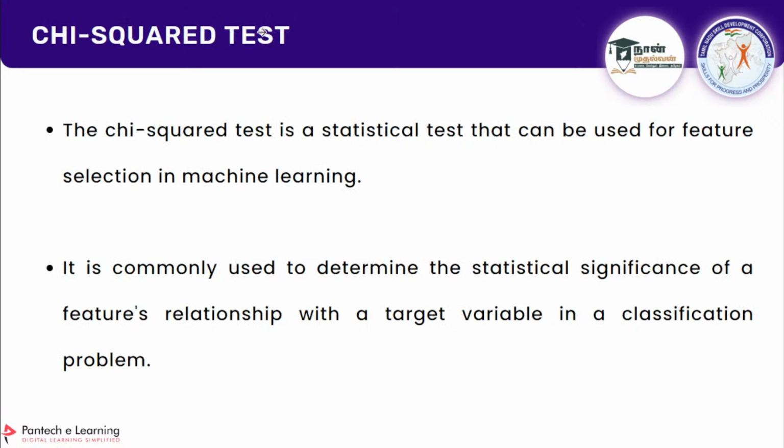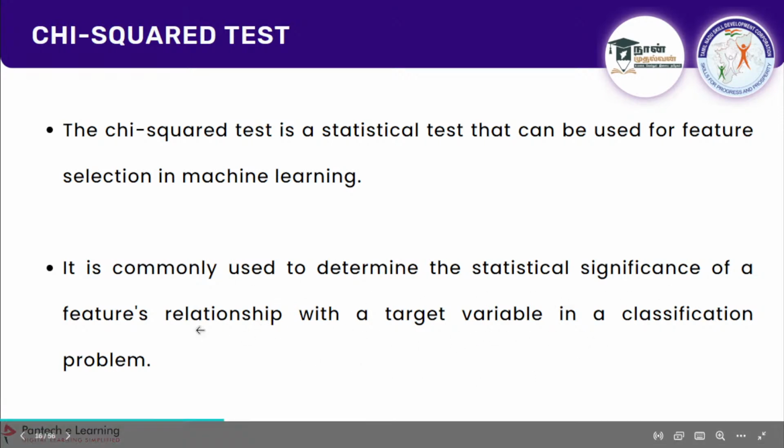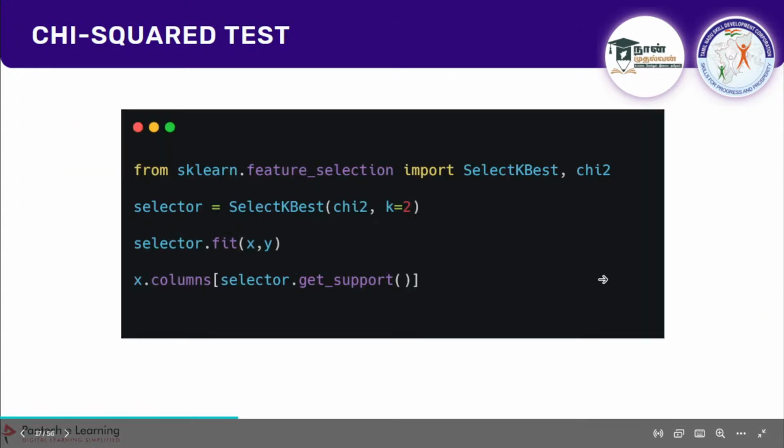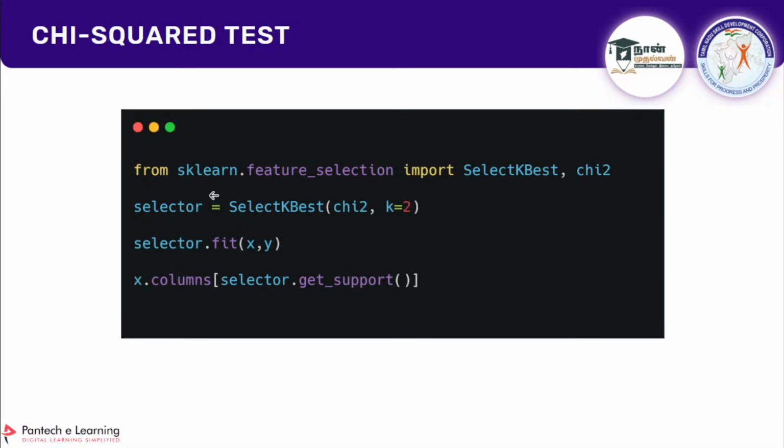Okay. Next we are going to see the chi-squared test. This is a statistical test that can be used for feature selection. It is commonly used to determine the statistical significance of a feature's relationship with the target variable in a classification problem. So this is for classification problems. It is also going to find the relationship with the output. To use this, you can go and get from sklearn.feature_selection import, and you can import both of these. This chi2 will be the chi-squared test. So instead of this mutual information classifier or regressor, you can directly pass this test here, and it is going to do that and give you the output.